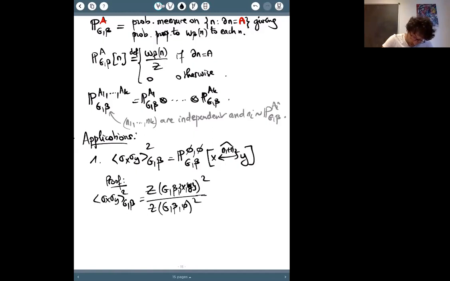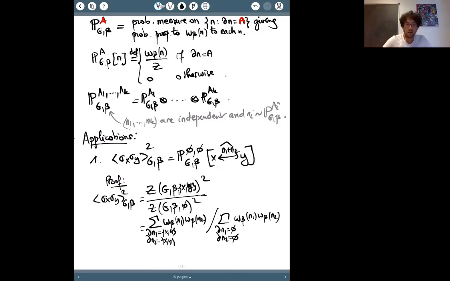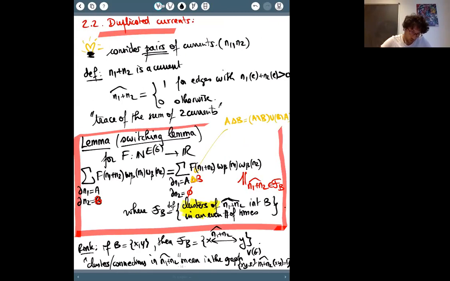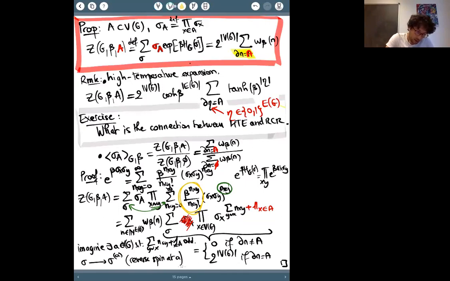But this, if I rewrite it in terms of sum, so it's a sum of N1 equal XY, N2 equal XY, W beta of N1, W beta of N2, divided by the sum for sourceless currents of W beta of N1, W beta of N2. Did I lose people on this step? It's just using the main proposition. It's using this proposition here, right? I can write the Z in terms of sourceless currents, in terms of currents with certain source constraints.